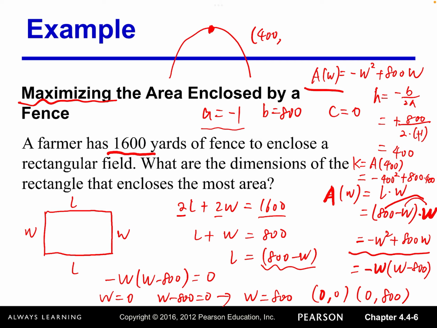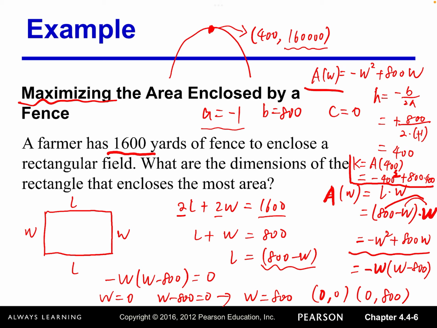All right, it's right here. I don't have enough space. You evaluate this, and I got the y-coordinate equals 160,000. You can try negative 400 squared plus 800 times 400. You should get 160,000. So this is the vertex, with coordinates (400, 160,000).